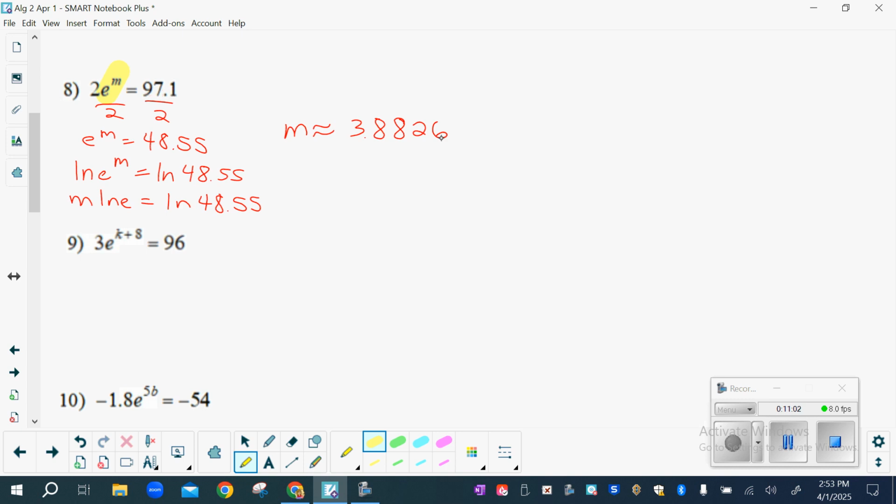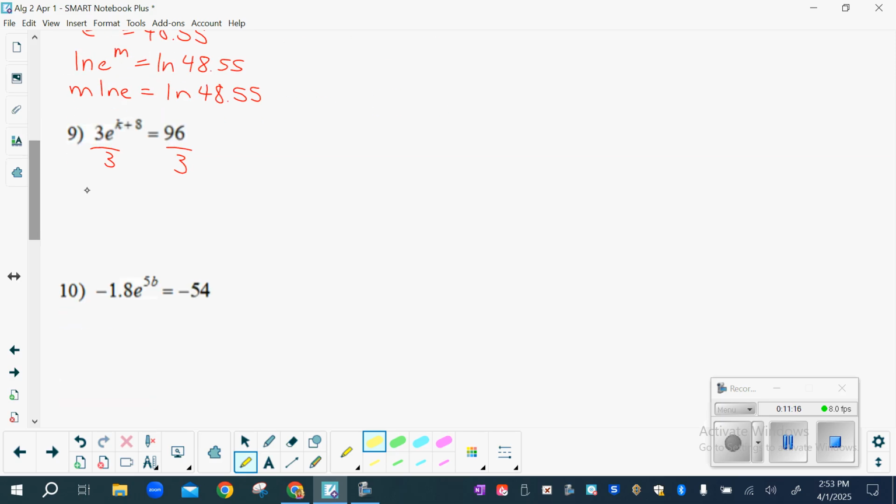Okay, number 9. What's my first step on number 9? Divide by 3. Good job, whoever just said it. Good. So e to the k plus 8 is 96 over 3, 32. So we have gotten numbers that give nice answers, that give an answer that doesn't go on forever and ever. If you find something that when you divide it, it goes on forever and ever on your calculator, leave the fraction, because you want to make sure that your answer rounds to the nearest 10,000.